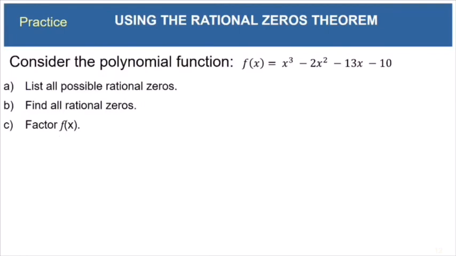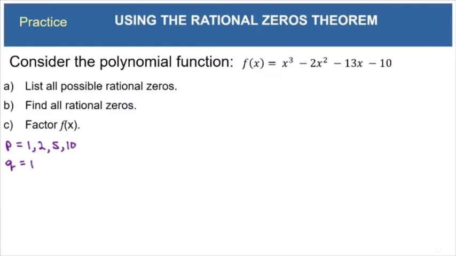So remember, the possible rational zeros are the P over Q list. And remember, the P numbers come from the factors of the constant, so that's going to be 1, 2, 5, and 10. The Q numbers come from the factors of the leading coefficient, so that's just going to be 1. In this case, the leading coefficient is 1, so that's the only factor.